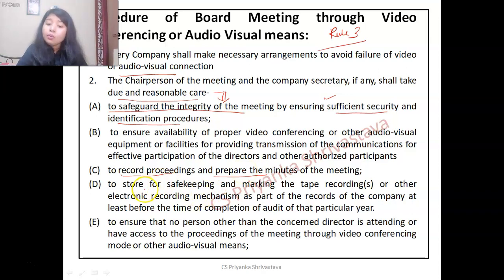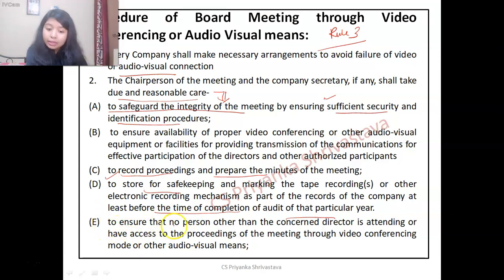And we need to store for safekeeping the tape recordings or other electronic recording mechanism as a part of the records of the company, at least until the completion of the audit for that particular year. So the recording that you have done in point C, you need to store it in a place for a certain period, at least till the time the yearly audit has been conducted for that company. Okay, till that time at least you need to store these recordings.